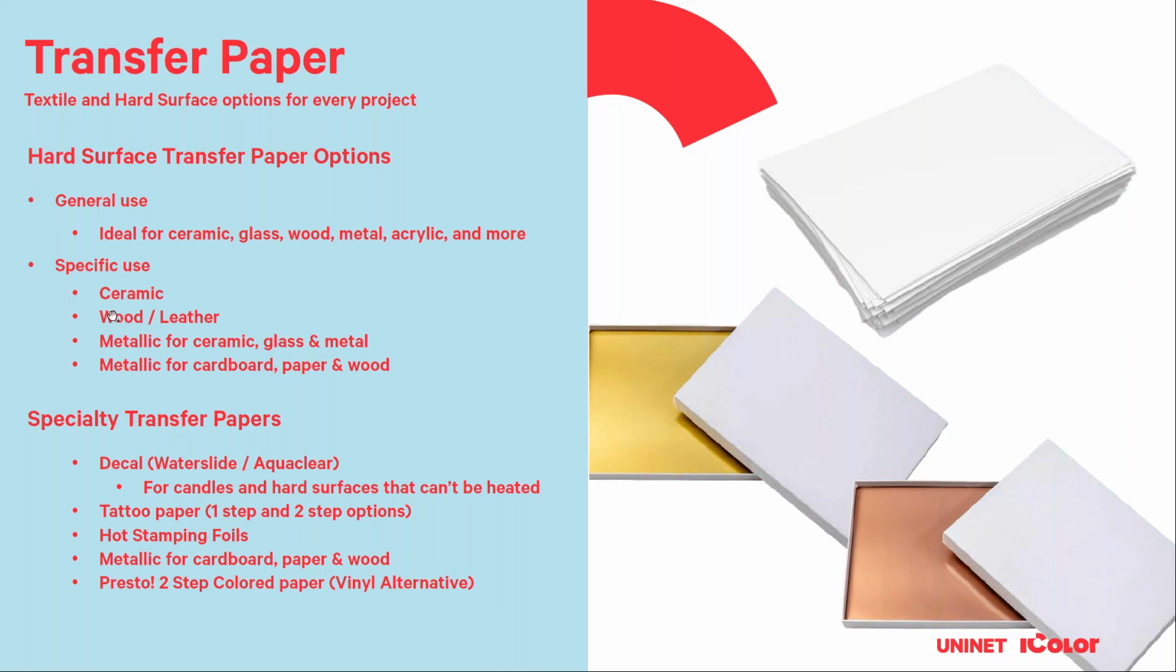We carry a bunch of different hot stamping foils, which is nothing new. There's thousands of different colors out there. So you can hot stamp directly onto your transfer if you want to add that look to it. We have metallic, like rose gold and silver, for cardboard paper and wood. And of course, for your textiles, we have a bunch of different colored paper, which we call Presto.